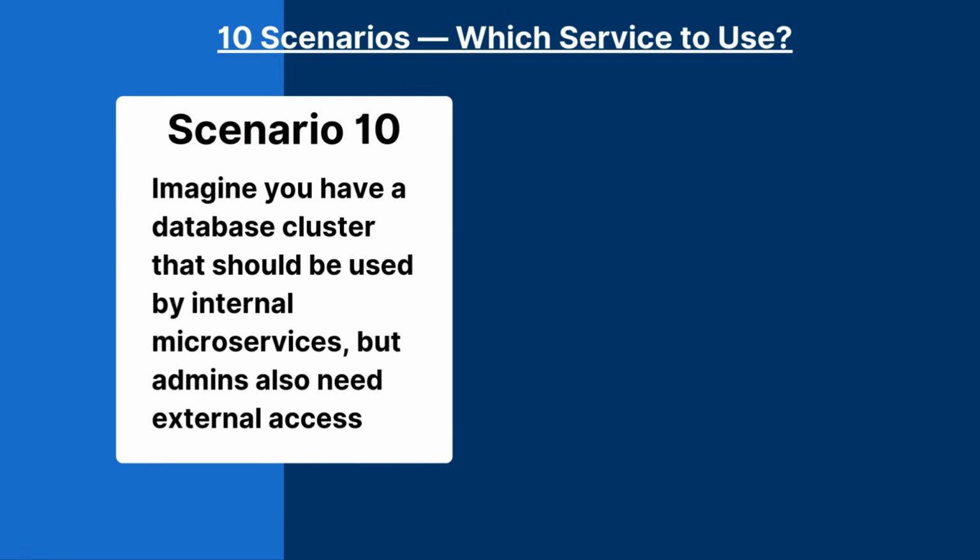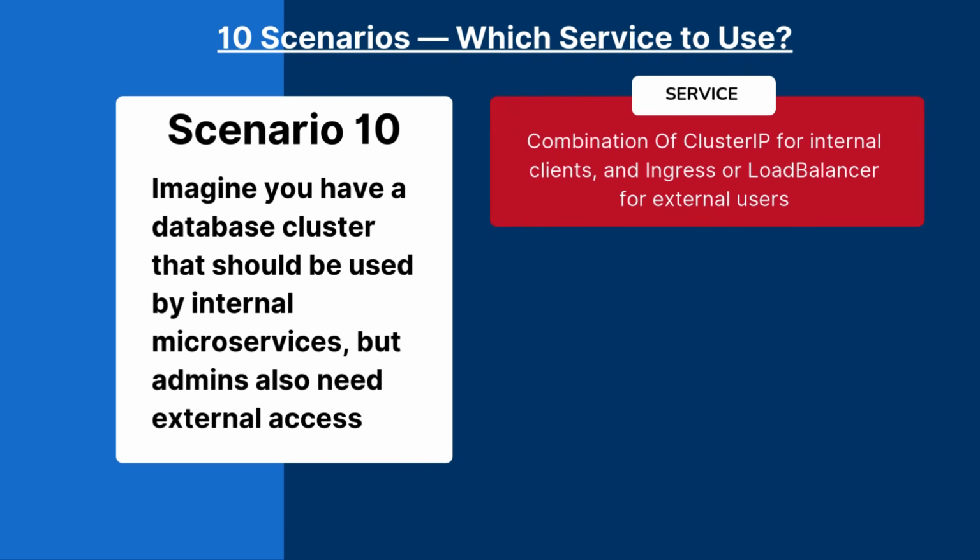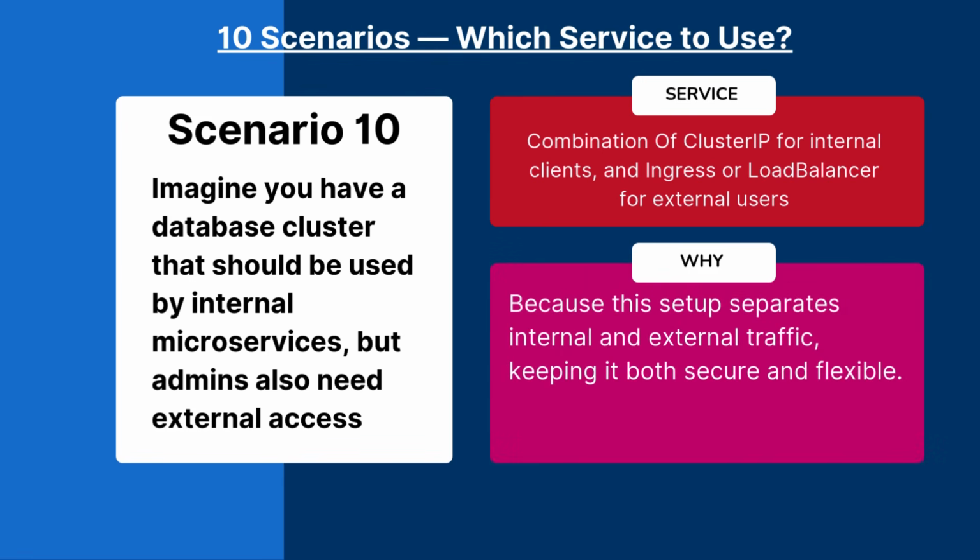Scenario number 10. Imagine you have a database cluster that should be used by internal microservices, but admins also need external access. The right choice here is a combination of ClusterIP for internal clients and Ingress or LoadBalancer for external users. Why? Because this setup separates internal and external traffic, keeping it both secure and flexible.